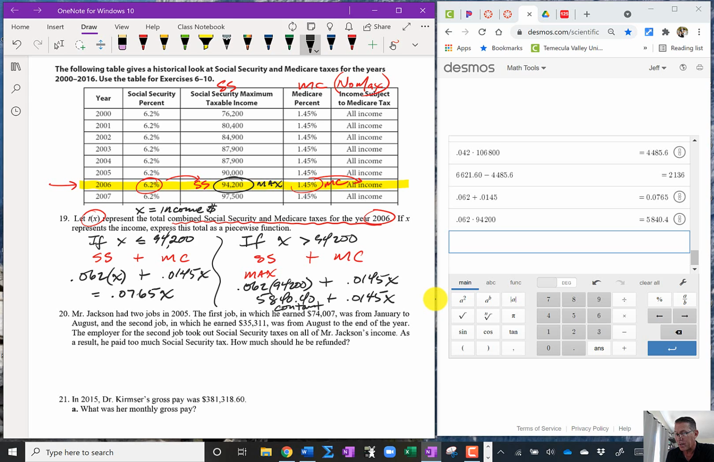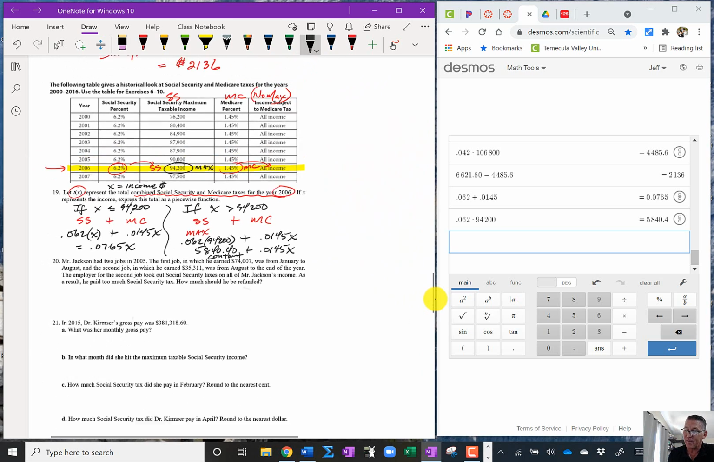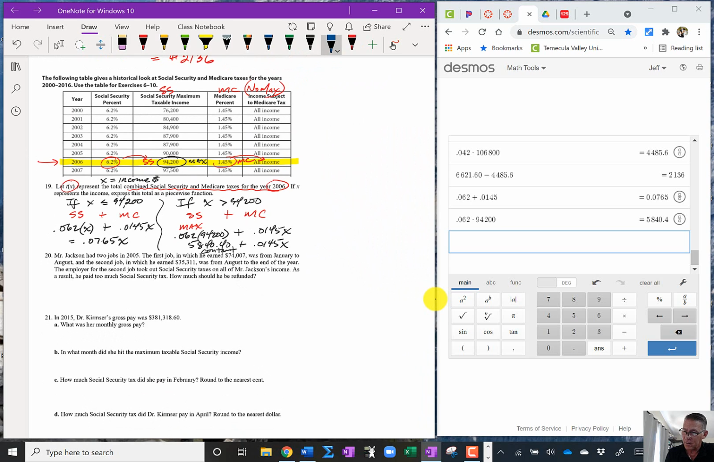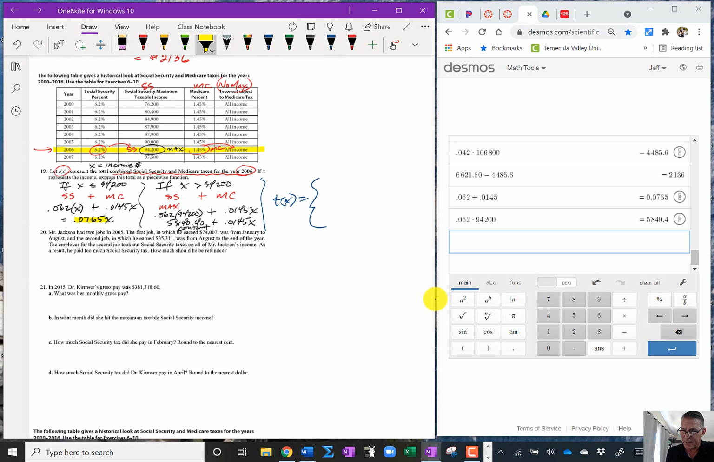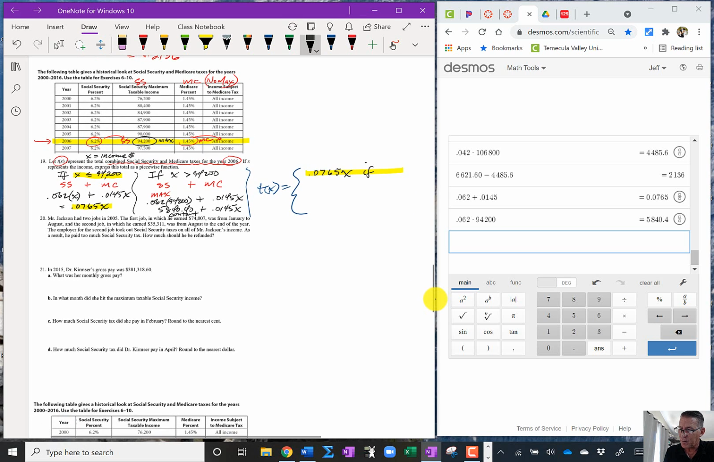The second part of your function is right here if your income is greater than 94,200. So Social Security maxes out at $5,840.40, but you still have to pay a percentage of your Medicare, so 0.0145 times all your income, and that's no matter how much income you have. So even if you make millions, you're going to have to pay the Social Security and then a lot more for Medicare, because Medicare just keeps on going. You tax all your income, not just a portion of it. And that's your piecewise function.